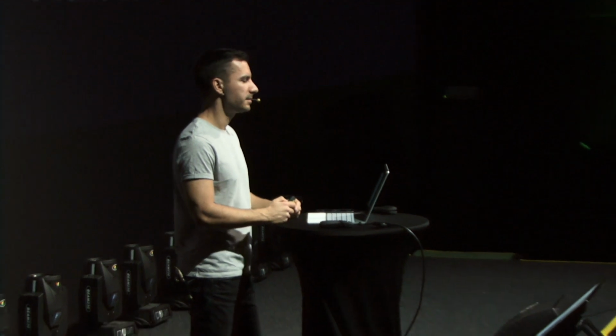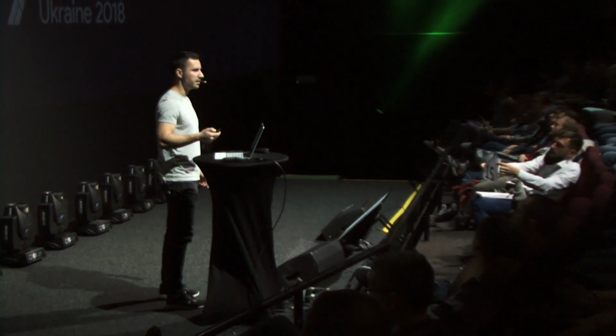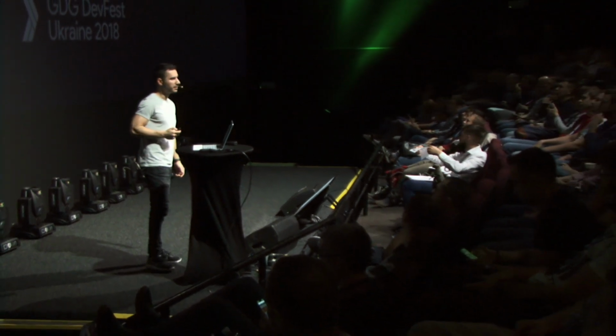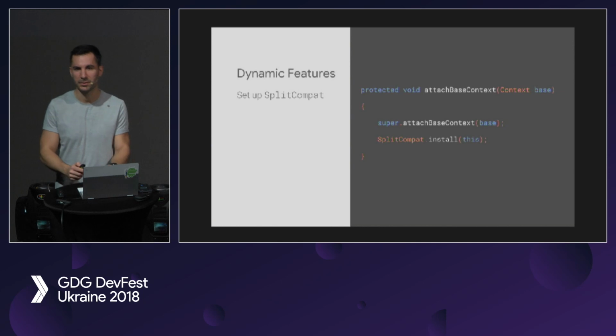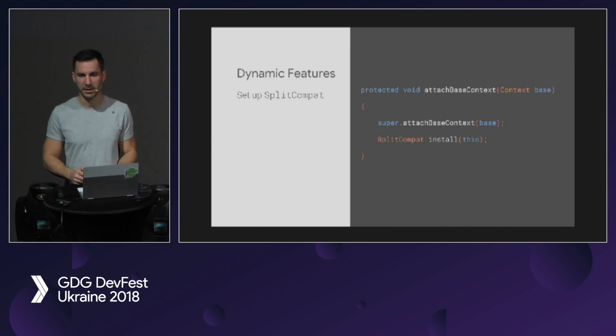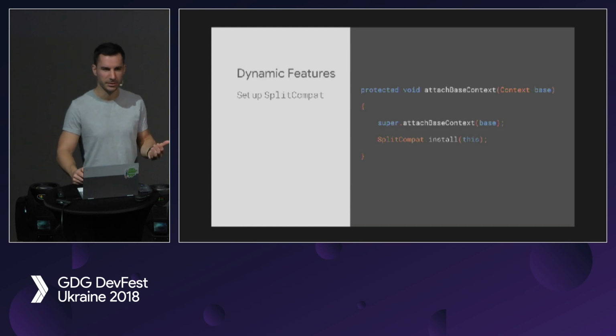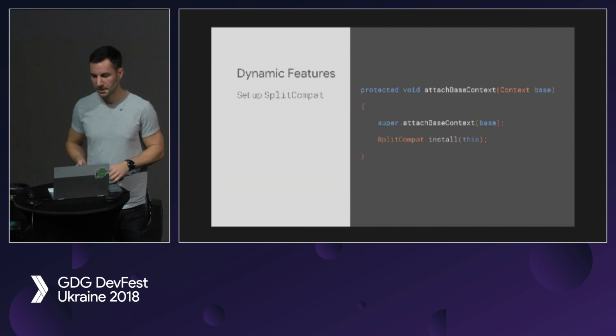That's why we also created something called Split Compact. It's also part of the PlayCore SDK. And if you add it to your application's attached base context, this basically lets you emulate runtime installation of these APKs so that you don't have to tell the user, oh, now please restart the app and you will be able to access this functionality. Instead of that, you can actually access whatever was contained in the APKs directly at runtime.